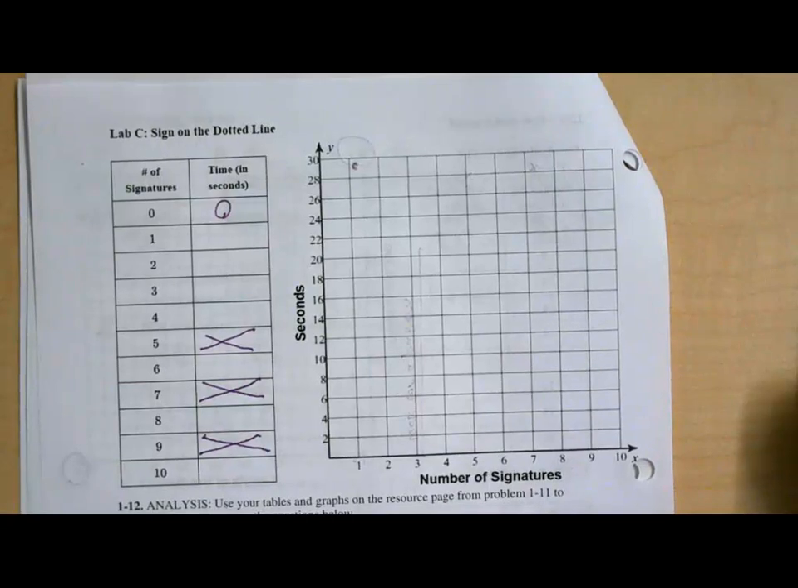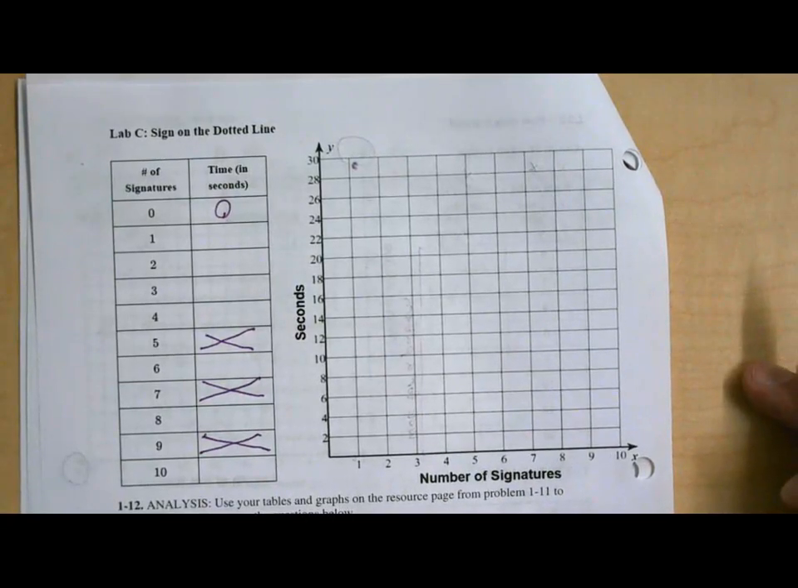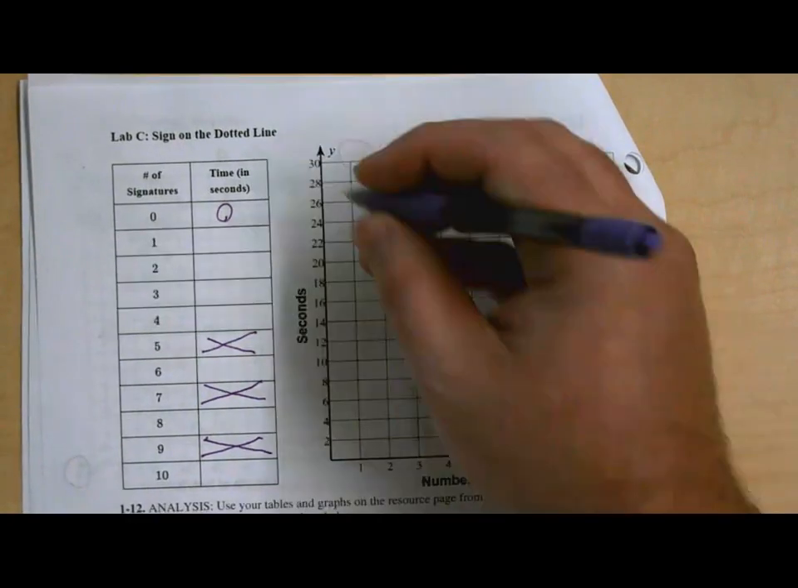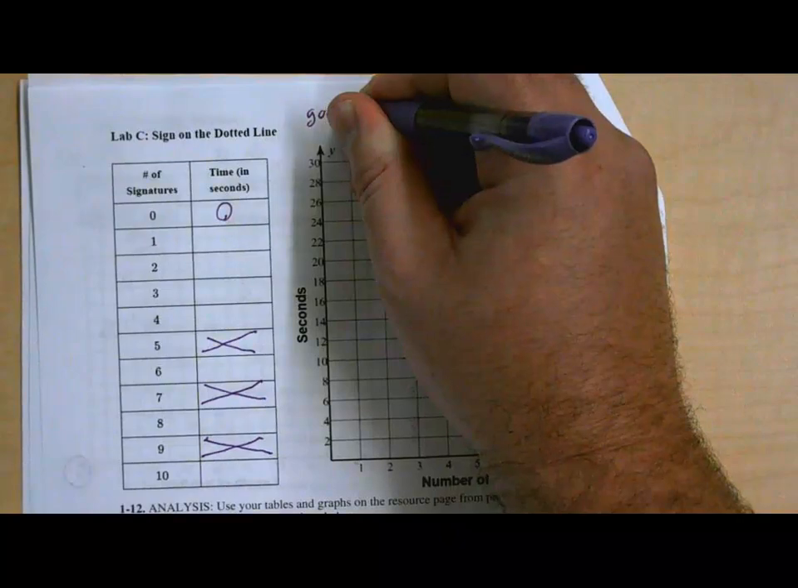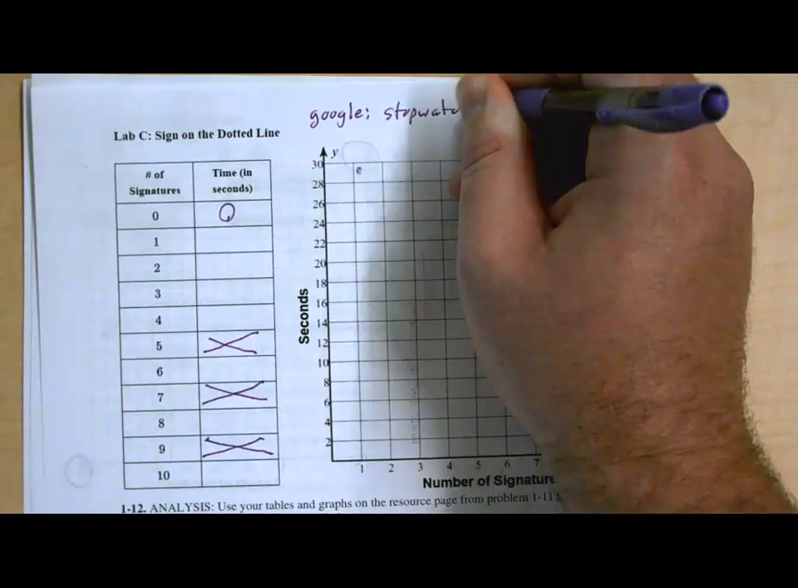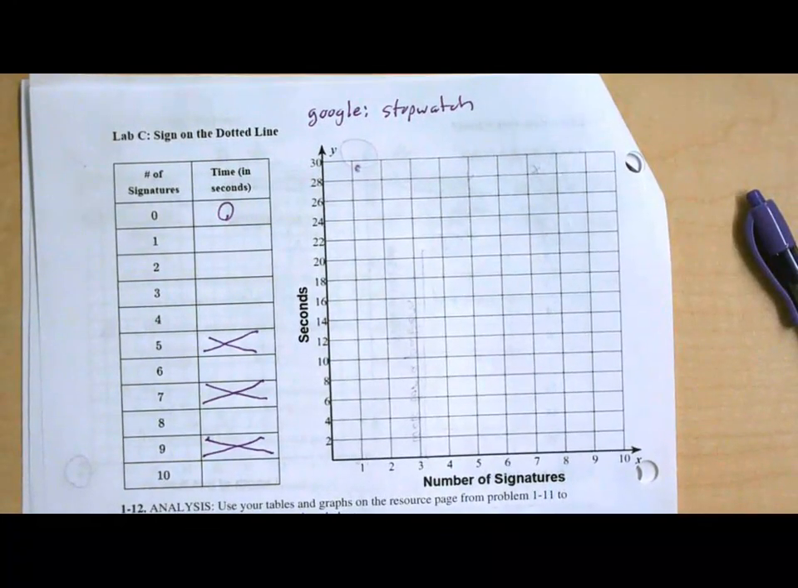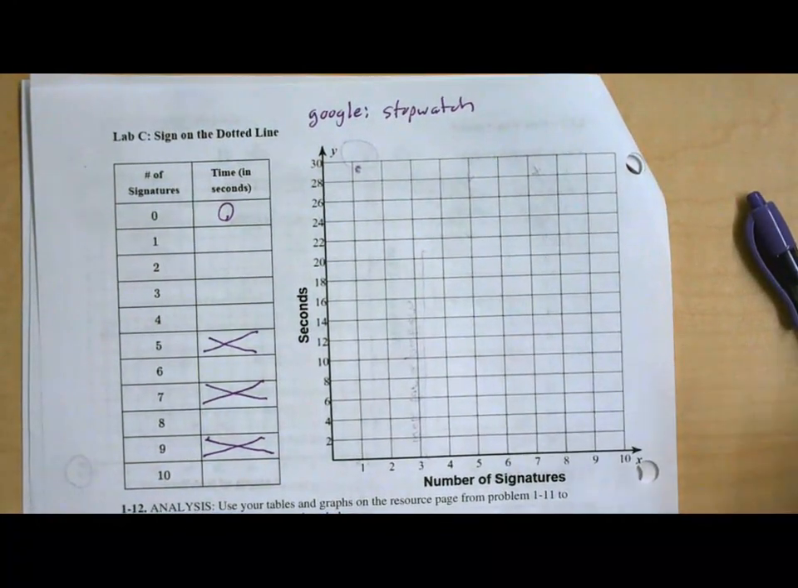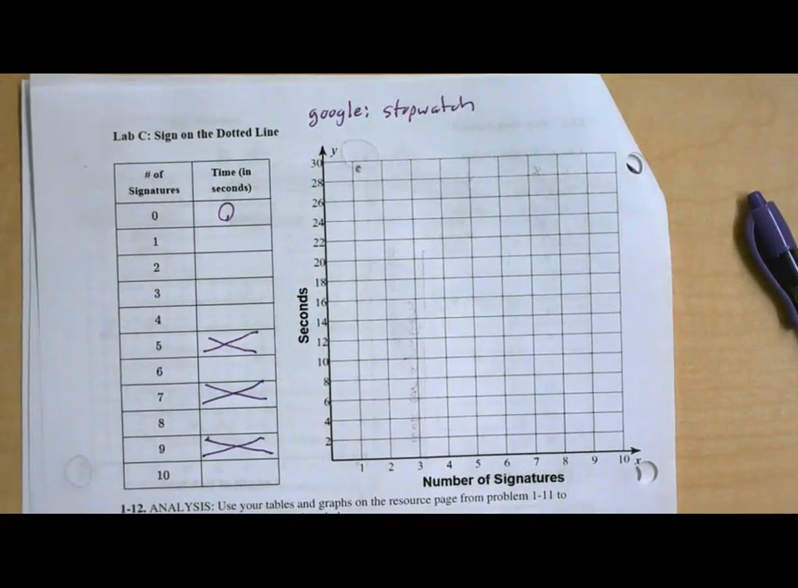So, luckily, you guys have your laptops, right? If you Google stopwatch, a little stopwatch widget will come up on your web browser. So just go into Google and type in stopwatch, and there'll be a timer there that you can use for that.